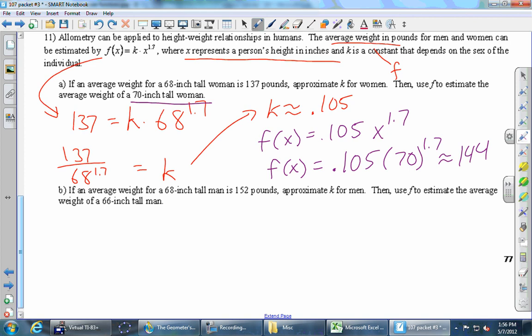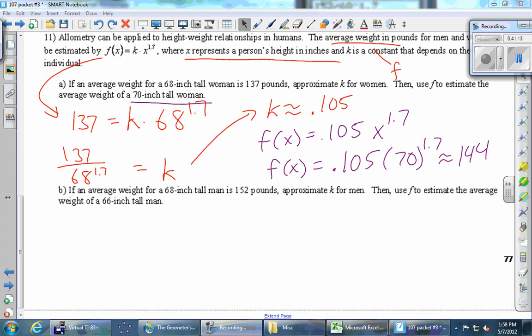All right, can you guys with your neighbors try part B? First, we'll get Andy to read. Okay, check in with your neighbors. Same process as before. Okay, what's our prediction for the weight of our 66-inch tall man? 145? Good? Any questions on part B? Okay, so about 145 pounds there.